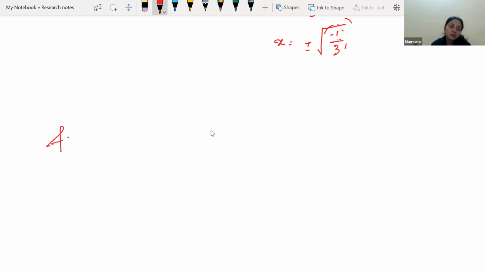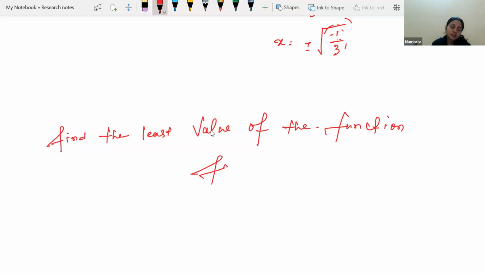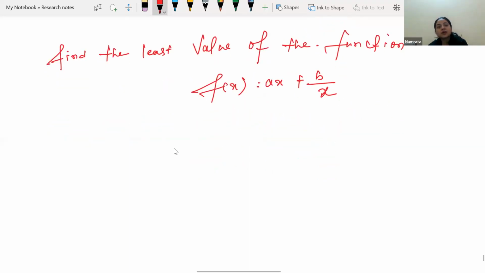Find the least value of the function f of x equals ax plus b by x. Now only we have found the maximum value. Here we have to find the least value. We will be doing it like that only.